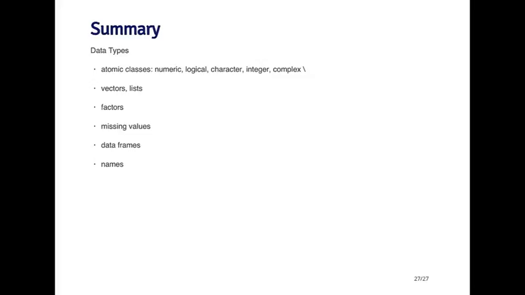So far we've talked about the atomic classes: numeric, logical, character, integer, and complex vectors. We talked about how vectors can only have elements of the same class, and the main exception to that is lists, which can have elements of different classes. There are factors, which are used for coding categorical data, both ordered and unordered. There are missing values that are represented by NA and NaN. Data frames are used to store tabular data, where each column can be of a different class. And finally, all R objects can have names, which can be useful for creating self-describing data.